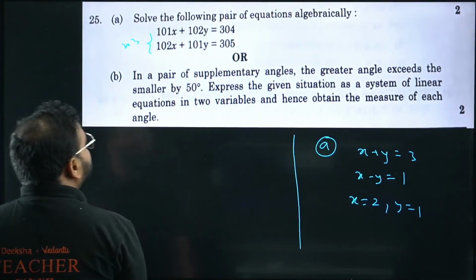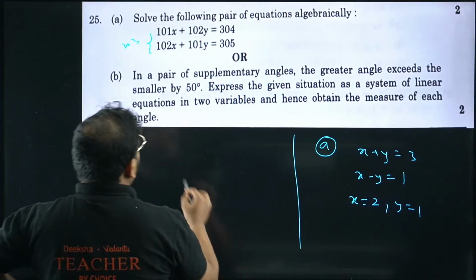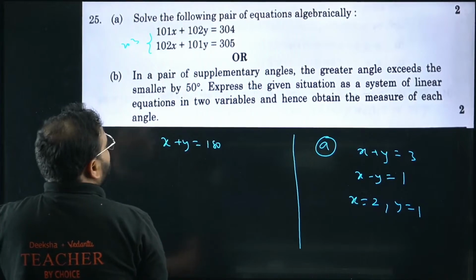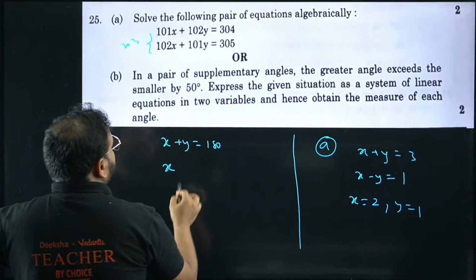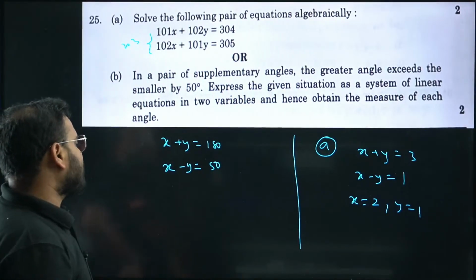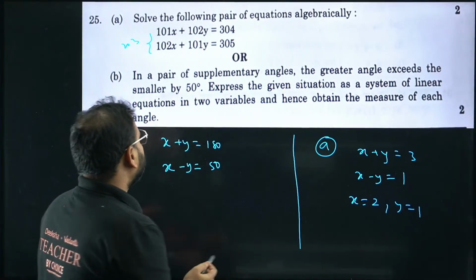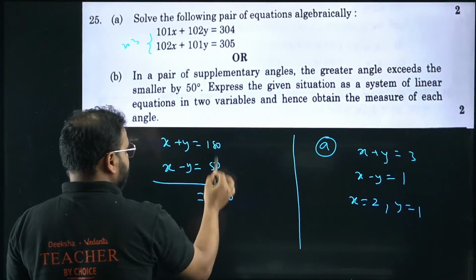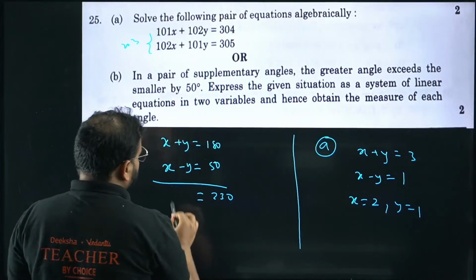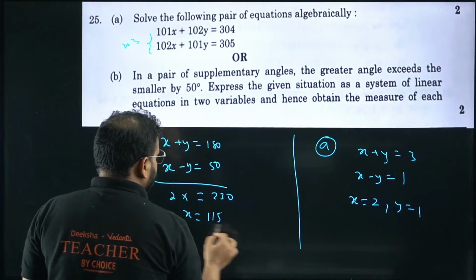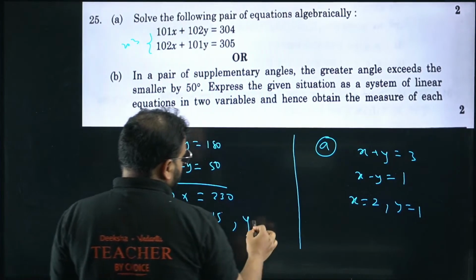In the pair of supplementary angles, first of all x plus y will be 180 degrees, and they're saying that x minus y is 50 degrees, because x is greater than y by 50 degrees. So if you add these, you're going to get 230. 8 plus 5 is 13, yeah, 230. And you have 2x over here. x will be 115 degrees, and y will be, from here you can check, 65 degrees, right?